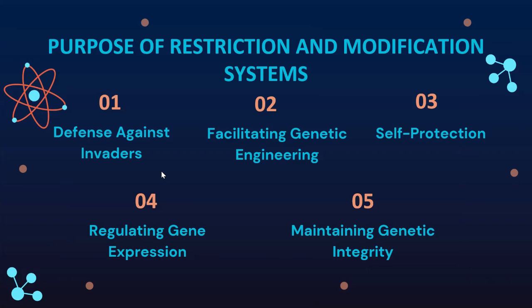And then we also have your facilitating genetic engineering. We also have self-protection. So for self-protection, ayan, so yung bacteria use modification enzymes to methylate their own DNA at specific sites. Okay, so para po ma-prevent yung restriction enzymes from cutting the host DNA. And then we also have regulating gene expression by cutting or modifying certain DNA regions.